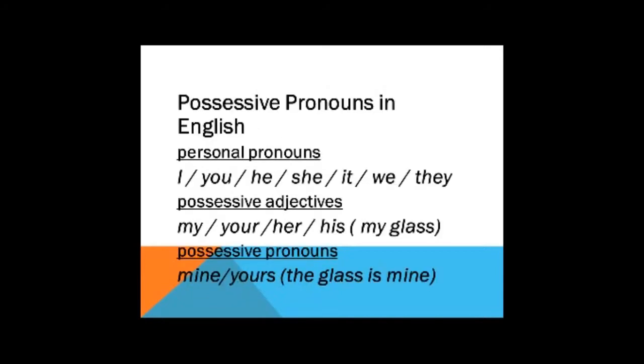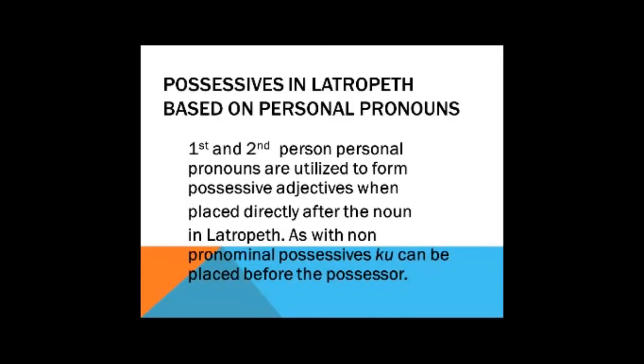So now let's have a look at some possessive forms based on personal pronouns. So in English, just a refresher on the personal pronouns. For example, I, you, he, she, it, we, etc. And possessive forms based on the personal pronouns. My glass. Now in Latropeth, first and second person personal pronouns are utilized to form possessive adjectives when placed directly after the noun. As with non-pronominal possessives, so that means as in possessives that are not incorporating forms based on personal pronouns, ku can be placed before the possessor.